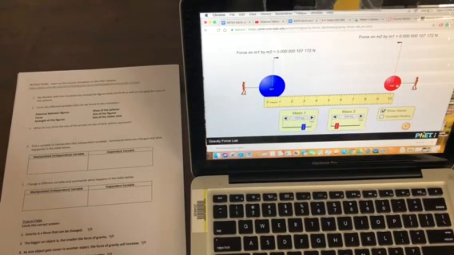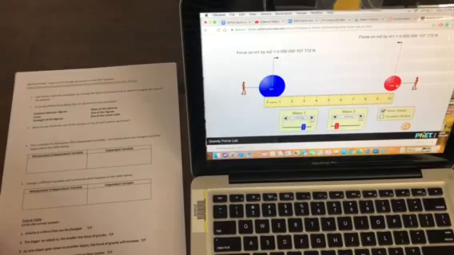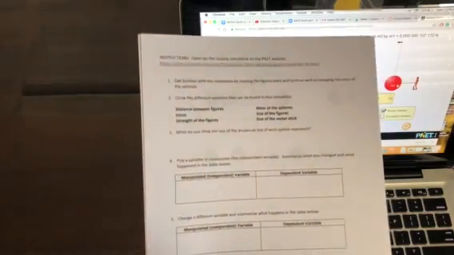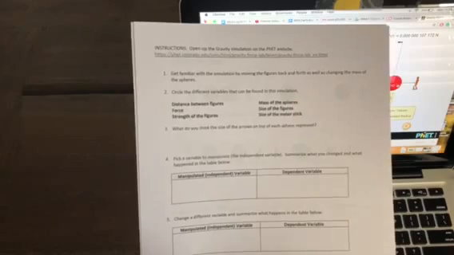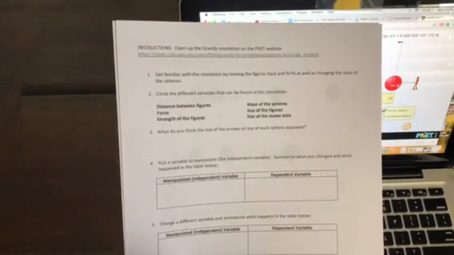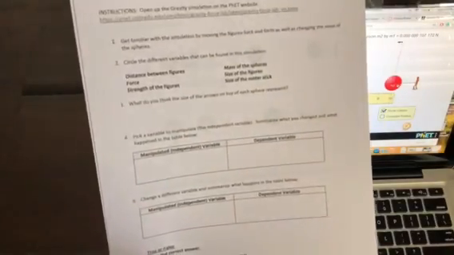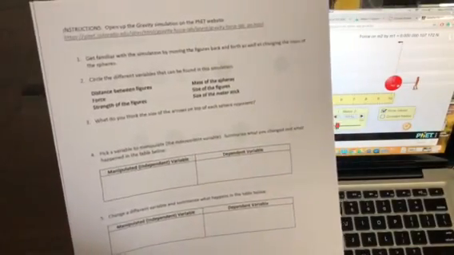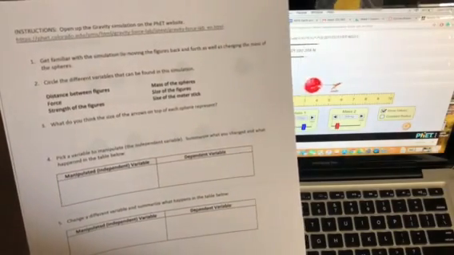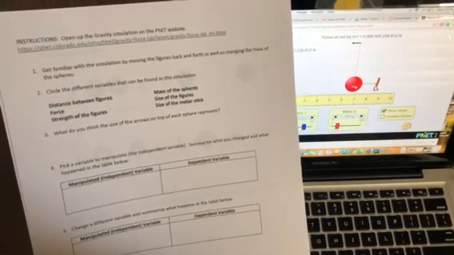Okay, so number 1 on the lab says circle the different variables that can be found in this simulation. Can we change the distance between the figures? Can we change the distance between these guys? I think that's a solid yes.